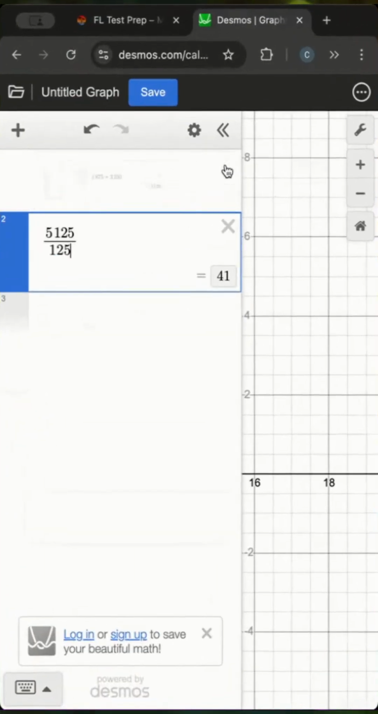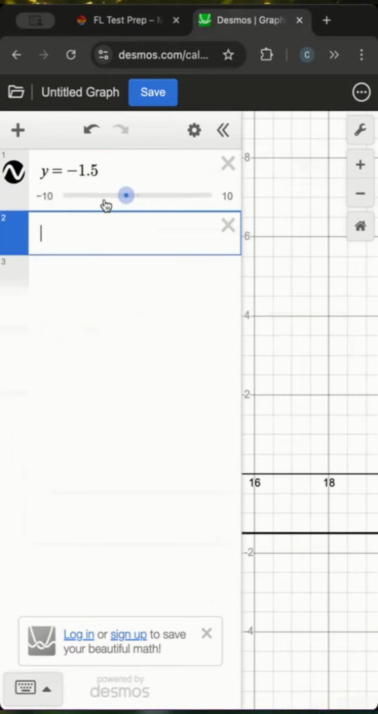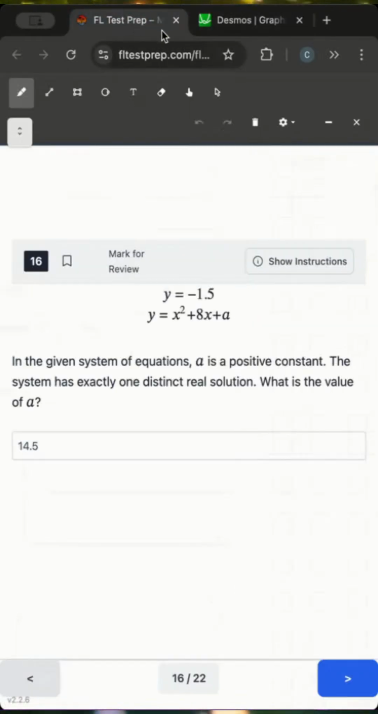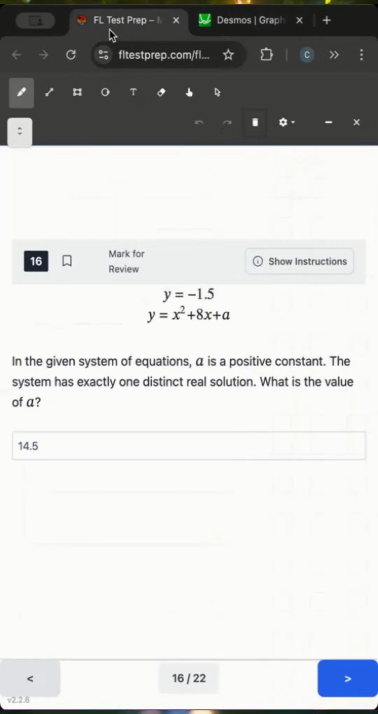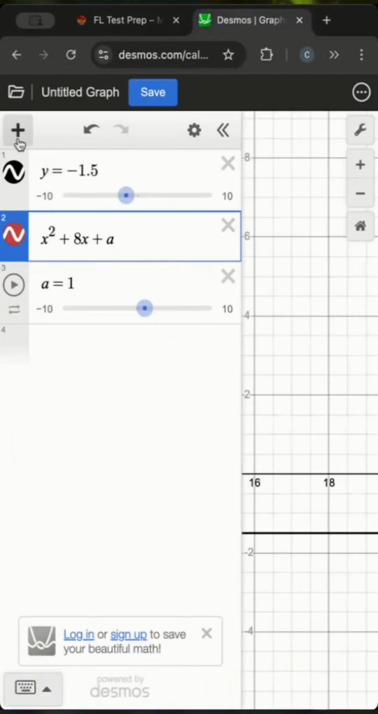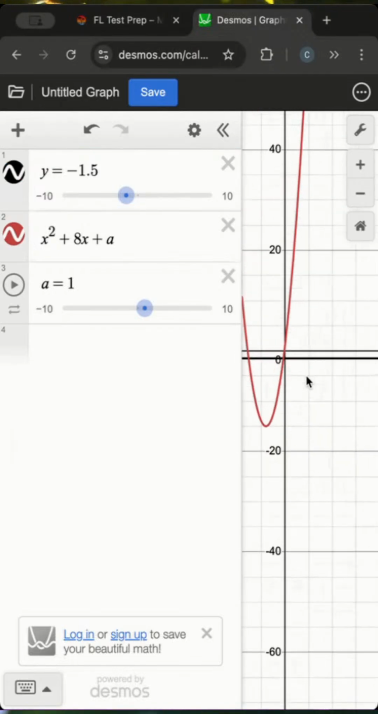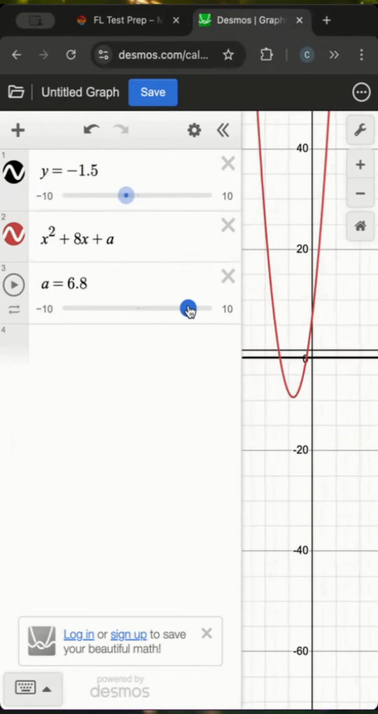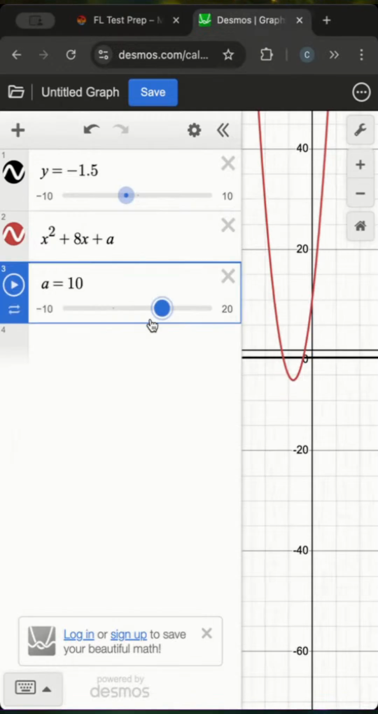So I know y equals negative 1.5. And then y equals x squared plus 8x plus a. And it's asking me what is the value of a when they intersect or have one solution, so intersect at one time. So I can see my lines now. And here's what I'm going to do. I'm just going to wait for them to intersect. And now I'm going to have to make my slider a little bigger. So make this 20.